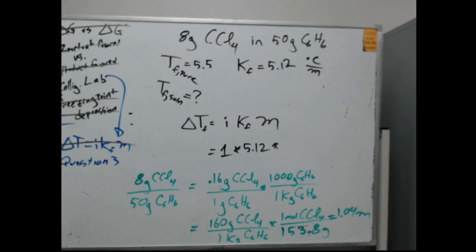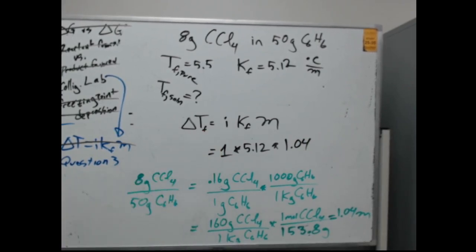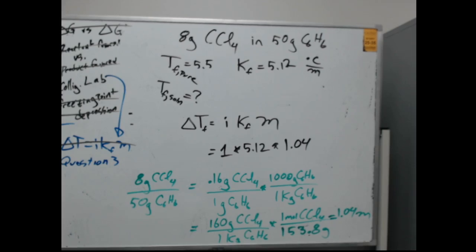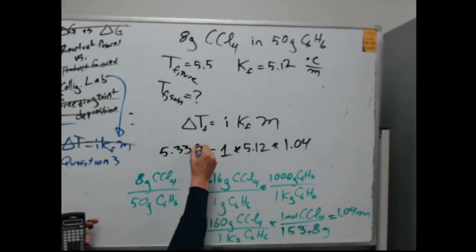I plug that in here. That's going to get me my delta T. It's going to be about 5 degrees, right? Because it's about 1 times 5.12. Depending on your problem, you might have different randomized numbers, so don't just try to plug this final answer in. Check your numbers. The numbers are randomized. So we're going to do 1.04 times 5.12 times 1, and we're going to get delta T is equal to 5.33 degrees Celsius.